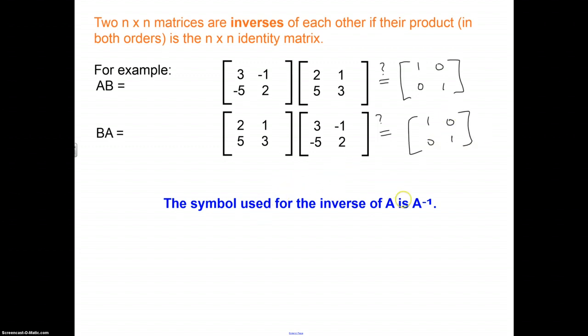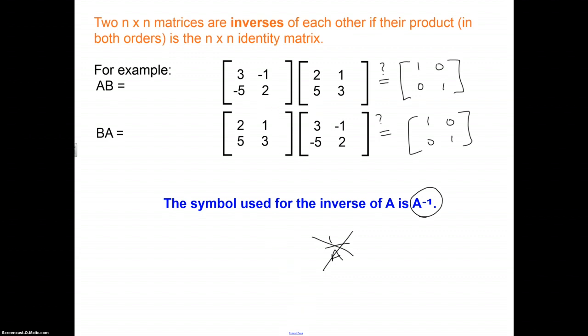The symbol for an inverse of a matrix is similar to the symbol we use for the inverse of a number. A to the negative 1 is the inverse of matrix A. That does not mean 1 over matrix A. It means the inverse of matrix A. Now let's do a quick test.